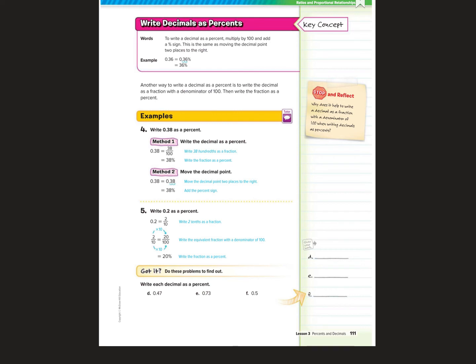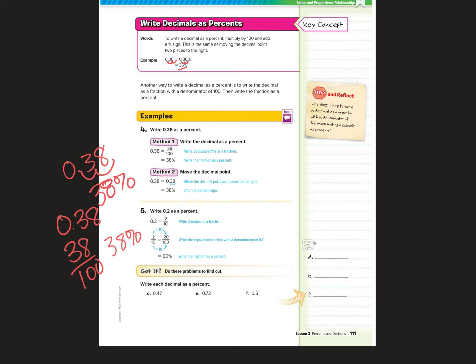Now, to go from decimals to percents, guess what we have to do? Just multiply by 100 this time. So 36 hundredths, we can multiply by 100 to make it a percent. So it'd be 36%. So let's see here. 38, let me erase that. 38 hundredths, I could move my decimal twice, and that would be 38%. Another way is I could say 38 hundredths is the same as 38 over 100, so that would be 38%.